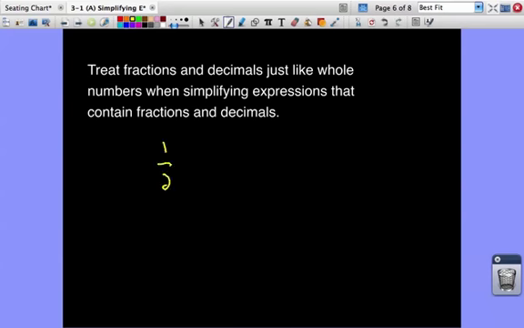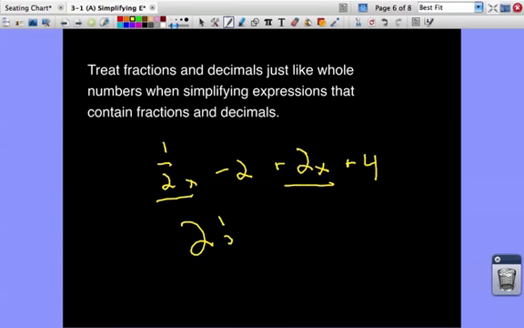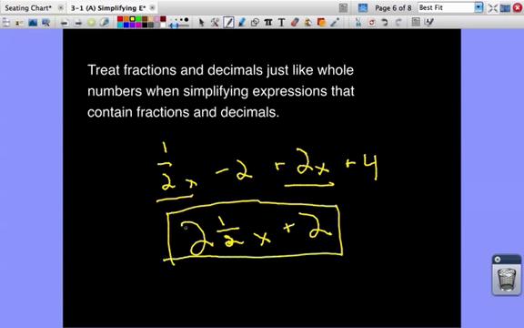So if I have 1/2 x minus 2 plus 2x plus 4, I'm still going to combine my like terms. Just because I have a fraction, it doesn't change the process. Here's a like term, here's a like term. If I combine 2x and 1/2 x, that's 2.5x. 2.5x minus 2 plus 4, that's plus 2. And this would be done right here. So fractions and decimals is the exact same process.